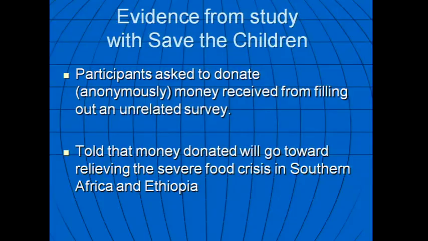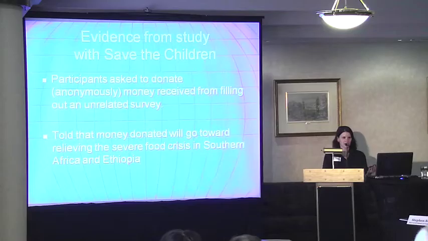In one study that we did with the organization Save the Children, we asked participants to donate, and we did this all anonymously, to donate some money that they had received from filling out a survey for a completely unrelated study. And we told them that any money they donated would go towards relieving the severe food crisis in Southern Africa and Ethiopia. So they're all giving to the same cause, and we just manipulated the information in the appeal.